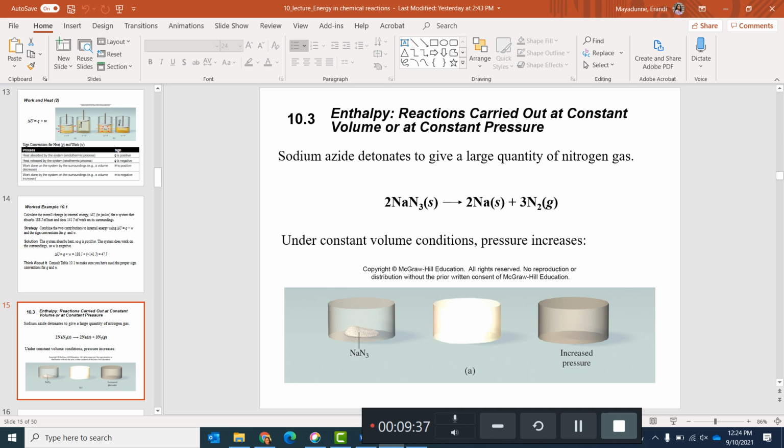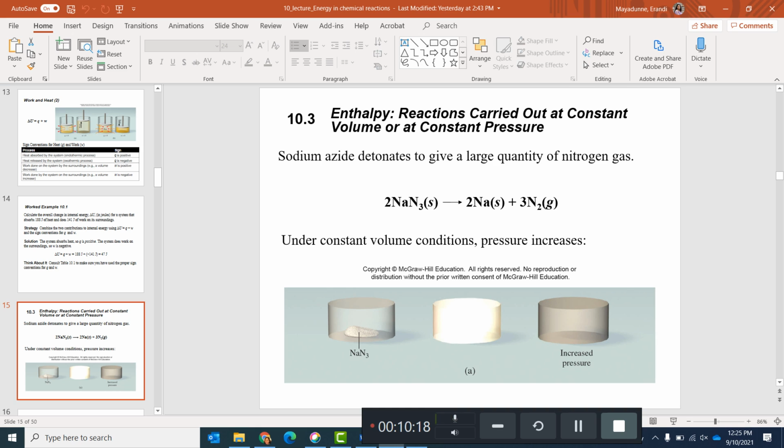Enthalpy. Reactions are carried out at constant volume or at constant pressure. So now we've talked about internal energy, Q and W. We are still in the first law of thermodynamics, but I want to introduce another term. This new term is enthalpy. What is enthalpy? For reactions carried out at constant volume or at constant pressure, we call that energy release enthalpy.